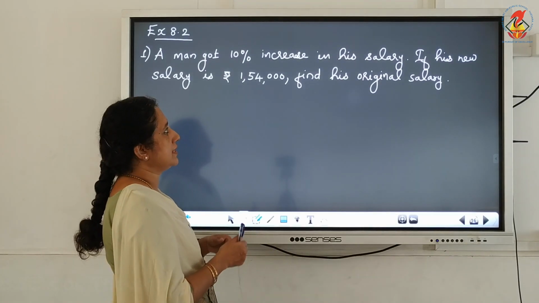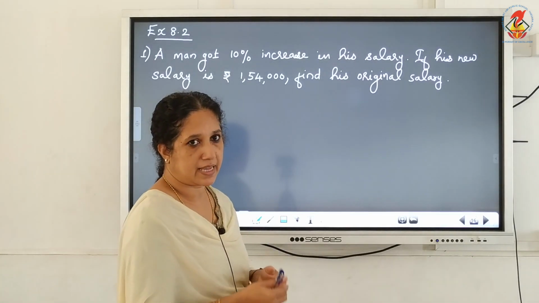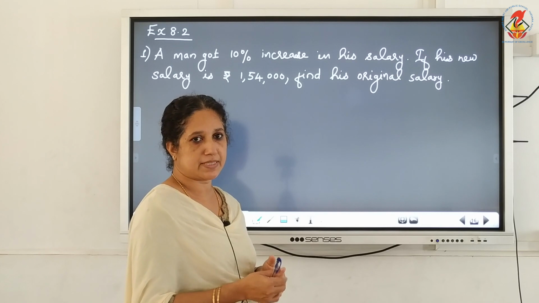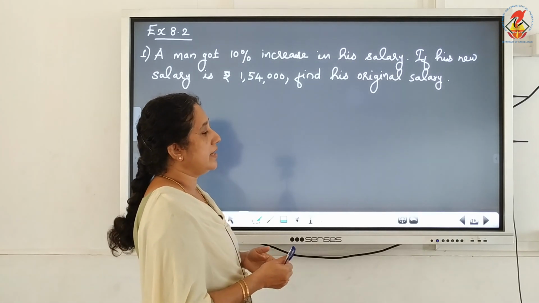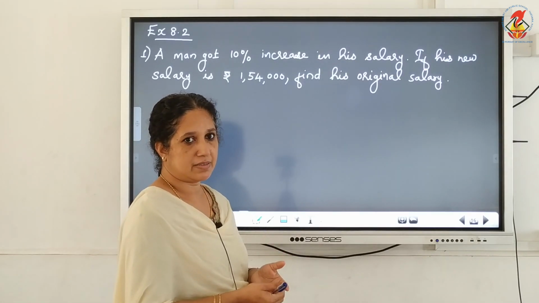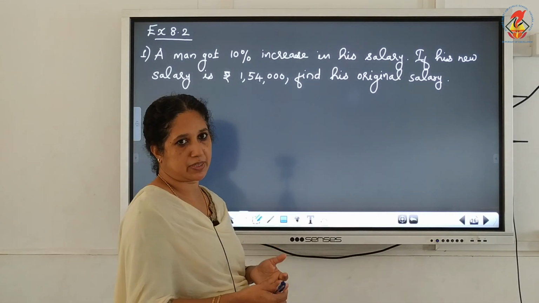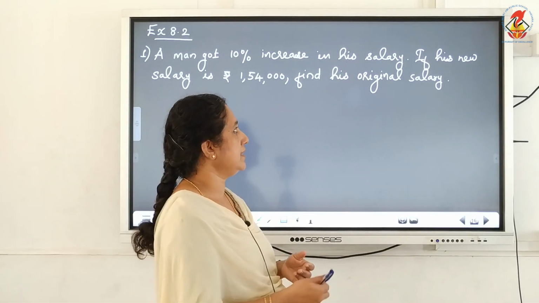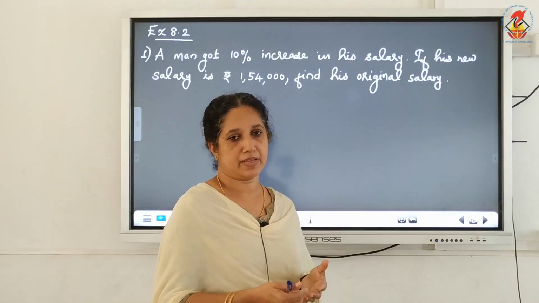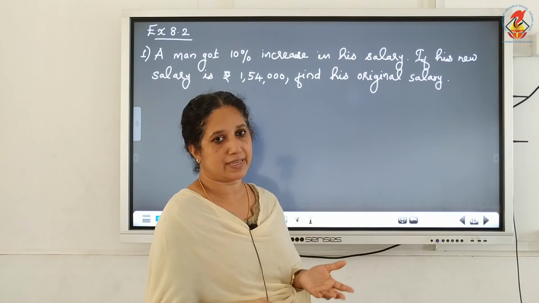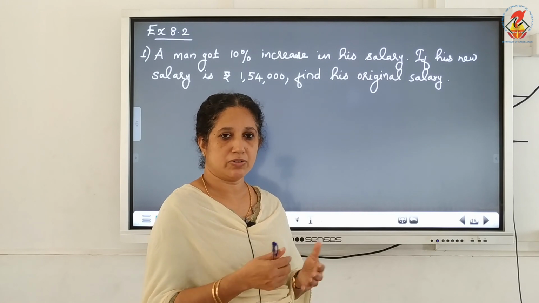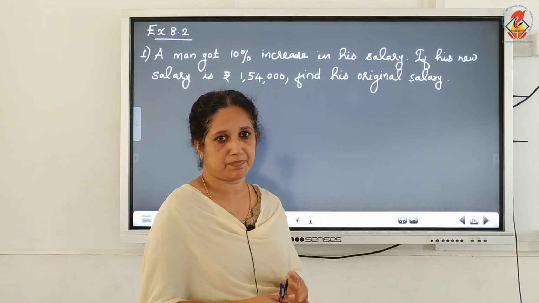A man got 10% increase in his salary. After that increase, his salary is rupees 1,54,000. So find his original salary. That means we have to find the salary without this increment or without this increase.